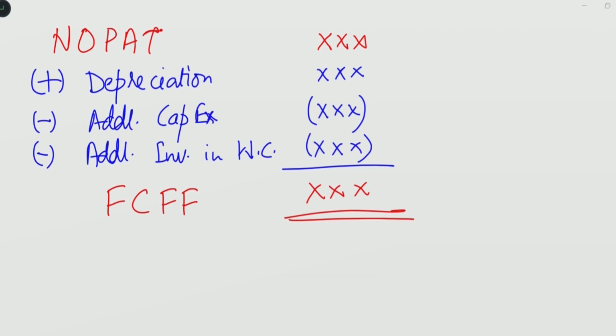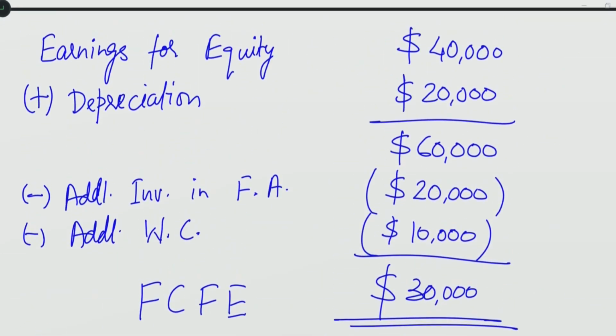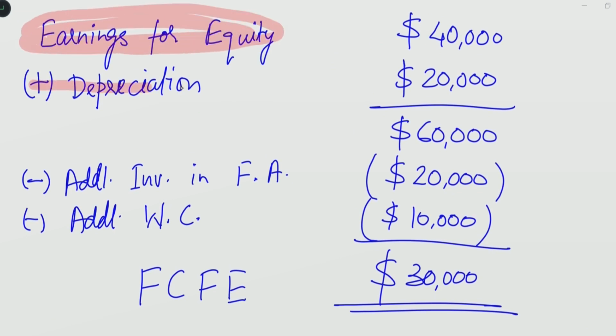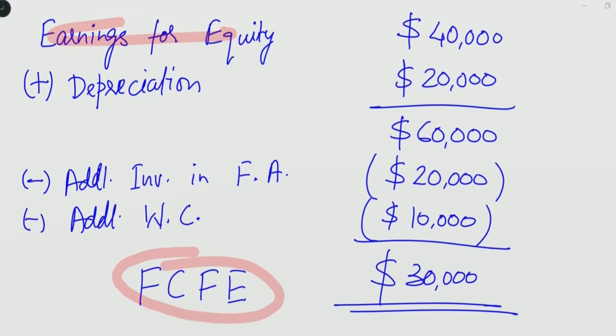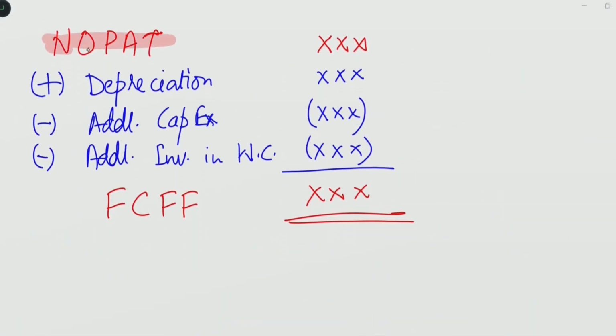Alright guys, now one important comparison that I want to show, an important comparison that we have made earlier. I'm taking you back. Look at this. In this earlier working, what did we learn? We took the base as earnings for equity, and we added depreciation, and we subtracted additional investment in fixed assets and working capital to arrive at FCFE. And the same three adjustments when we made over here on net operating profit after tax, we got FCFF and not FCFE.